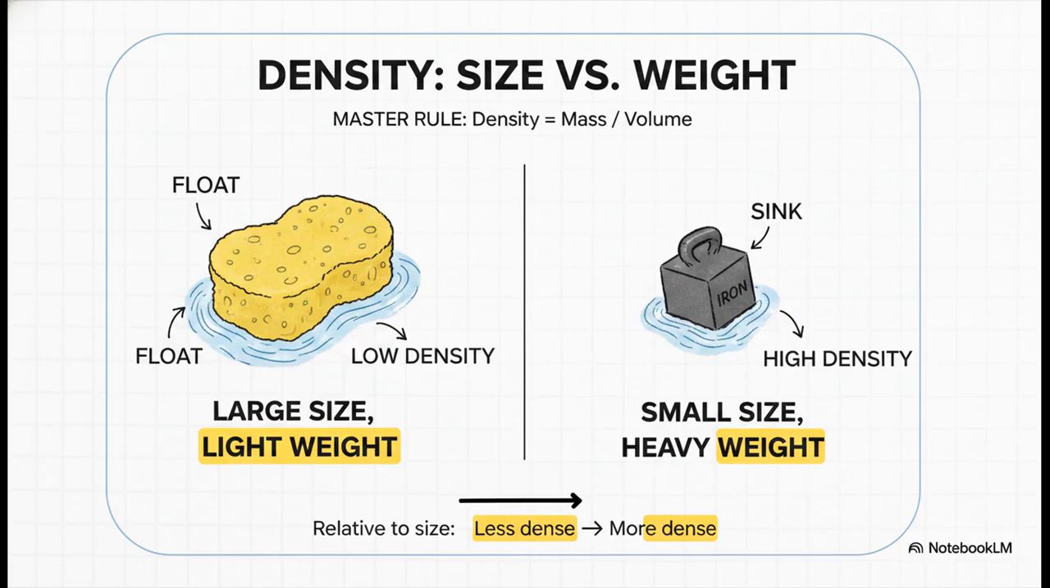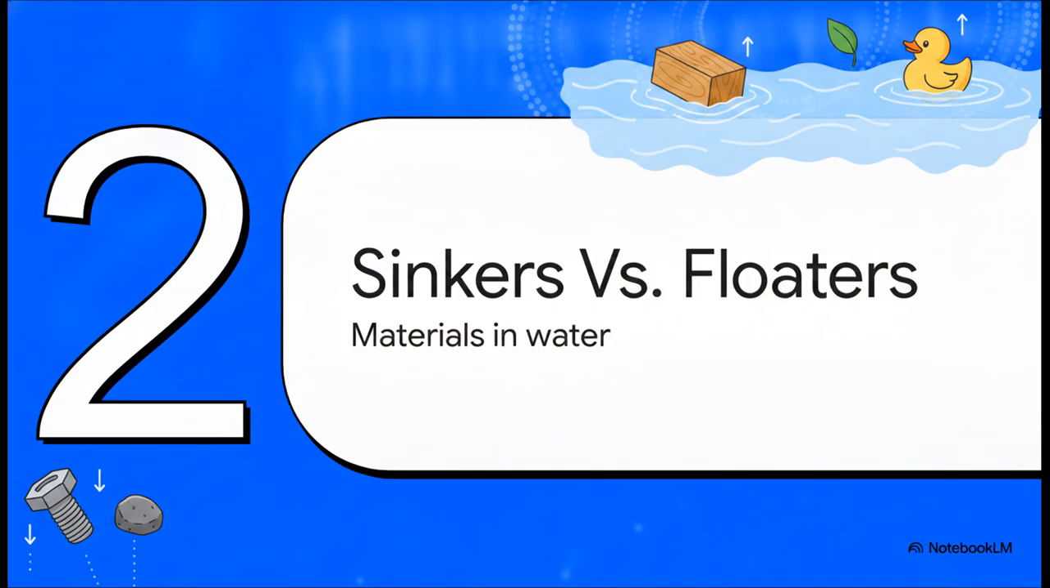This is the one big rule that determines whether an object will just chill on the surface of the water या फिर सीधा bottom पर sink कर जाएगा. अगर object अपनी size के हिसाब से ज़्यादा heavy है, its density is high. Make sense? All right, moving on to section 2, sinkers versus floaters.